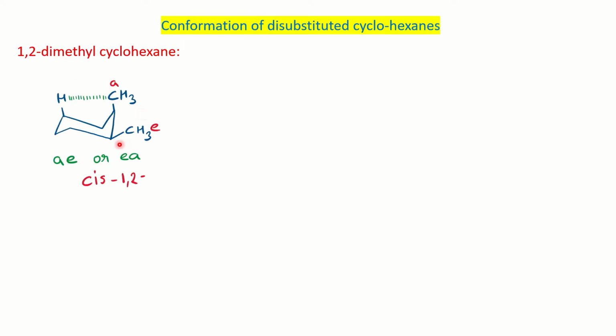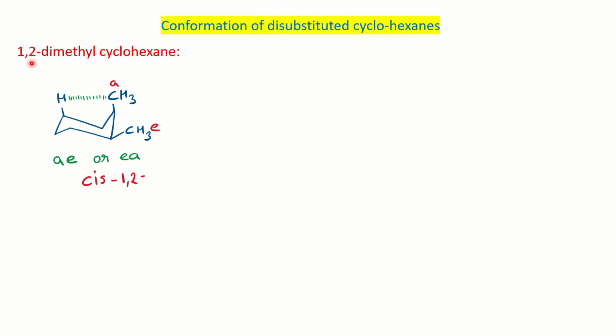We know that cyclohexane is more stable in the chair form as compared to the boat form. So you have to draw the chair conformation of it. Now for the position of the methyl groups, you can see methyl groups at the 1 and 2 positions. Two possible isomers are there. It may be cis or it may be trans.